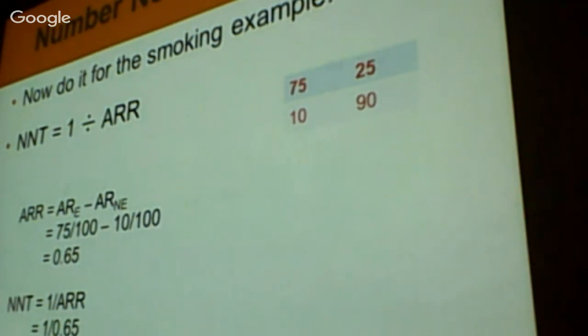So here is the smoking example. My same data for smoking. So number needed to treat is 1 divided by the absolute risk reduction. Here are my numbers in absolute risk reduction. I get 0.65, I divide into 1, and I get 1.54. So I need to have 1.54 people not smoke for me to have 1 fewer case of lung cancer. Does 1.54 people have any meaning?